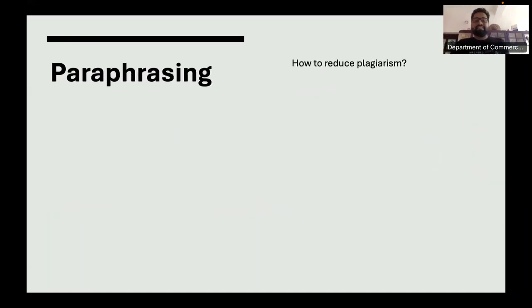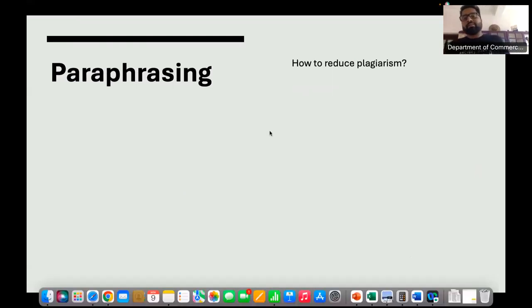So paraphrasing is important. If we see some students just copy and paste whatever is in other papers or other dissertations, it's not possible. It should not happen here. Paraphrasing means you read one paper and customize the contribution of that author in your own words and rewrite it. This is known as paraphrasing.